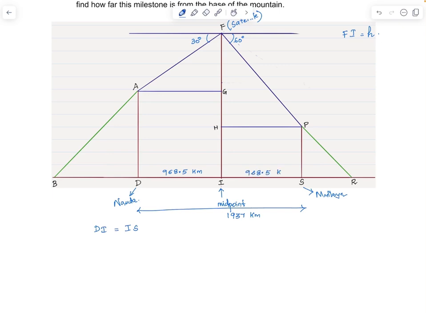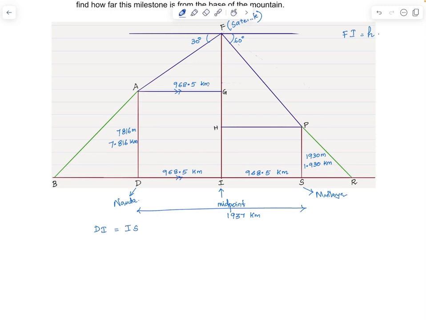kilometer. According to the question, the height of Nanda Devi is 7,816 meter. Converting this to kilometer, it is 7.816 kilometer, and the height of Mullanagiri peak is 1930 meters. Converting this to kilometer, it is 1.930 kilometer. AG and DI are parallel and equal to each other. So AG is also 968.5.